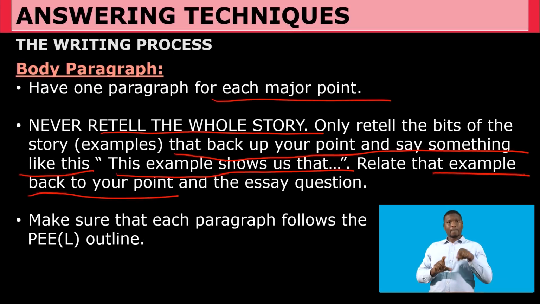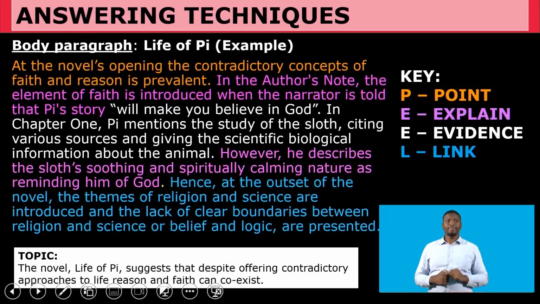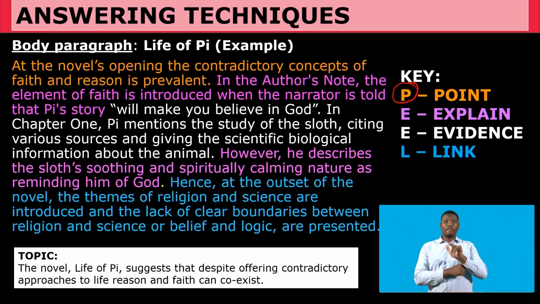Then make sure that each paragraph follows the PEEL outline: point, explain, evidence, and link. Now let's look at it in practicality. So we've got the point. At the novel's opening, the contradictory concepts of faith and reason are prevalent. So that is the point we are making, that we can see faith and reason, the contradictory concepts, are present. That's the point.